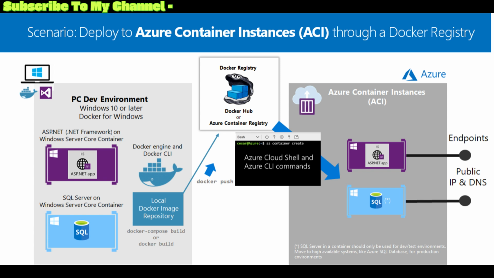Scaling: while ACI itself doesn't auto-scale like AKS, it can be integrated with Azure Logic Apps, Functions, or Kubernetes for scaling scenarios. Use cases: event-driven tasks and batch processing. Rapid development and testing of microservices.